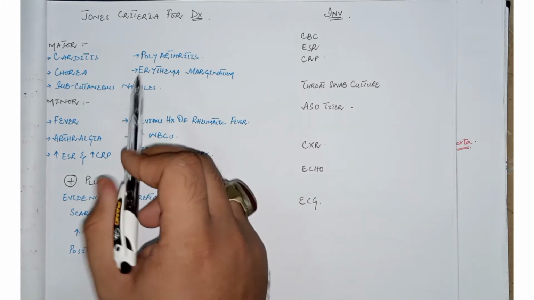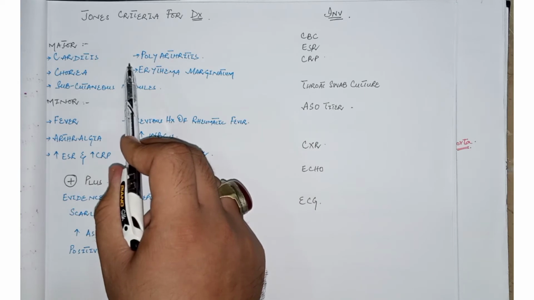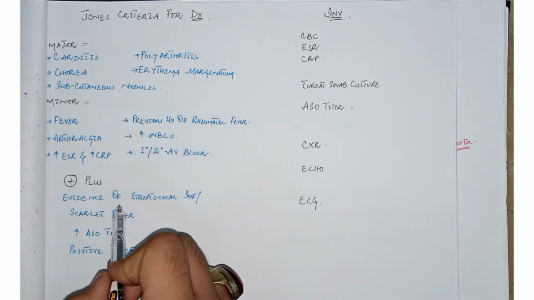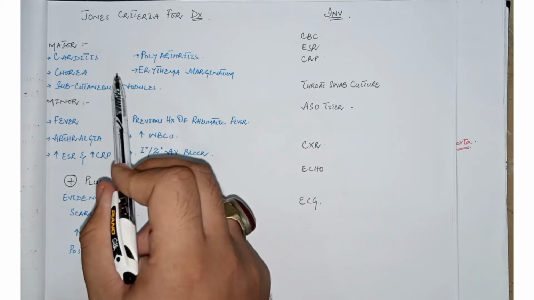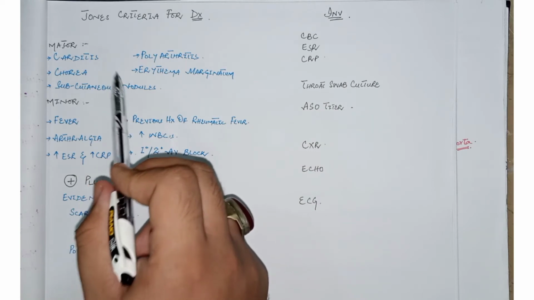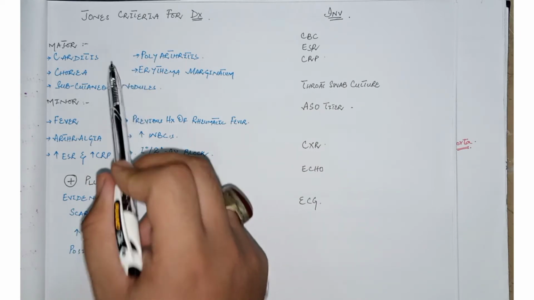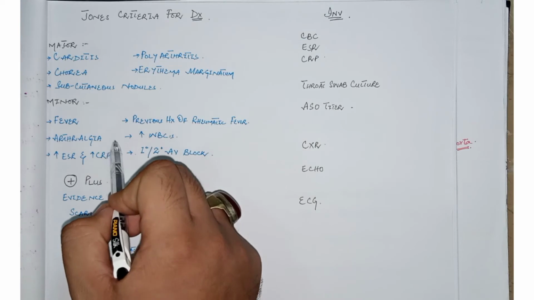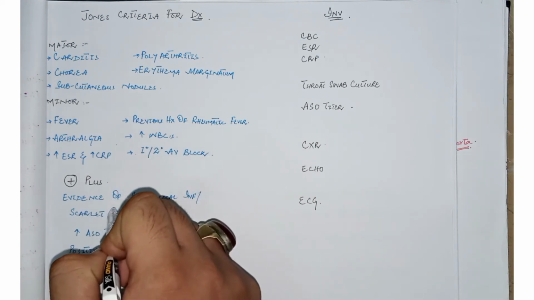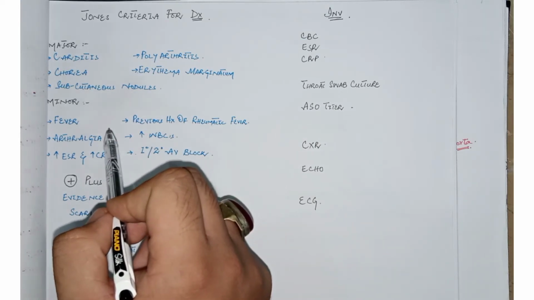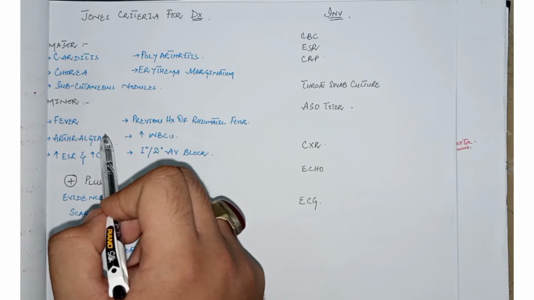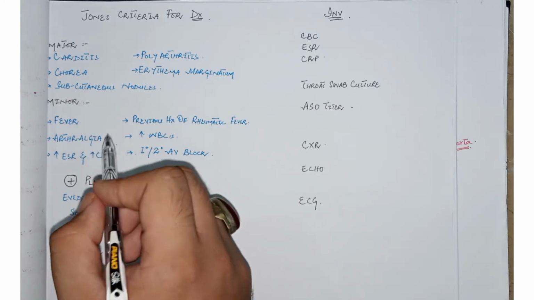If the patient has two major criteria positive along with the essential criteria, then it is diagnostic that this patient has rheumatic fever. And if the patient has one major and two minor criteria along with the essential criteria, then this is also diagnostic criteria for the diagnosis of rheumatic fever.